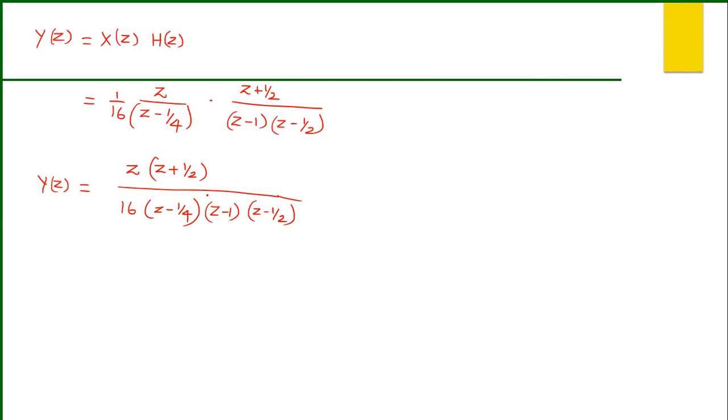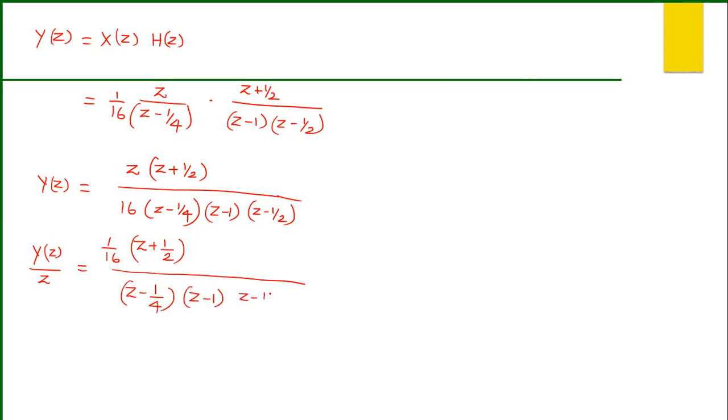Now, whenever you are finding the inverse Z transform, first you need to take z this side. That is what I already told about this method. Y of z by z is equal to 1 by 16 into z plus 1 by 2 divided by z minus 1 by 4 into z minus 1 into z minus 1 by 2, which I can write as A divided by z minus 1 by 4 plus B divided by z minus 1 plus C divided by z minus 1 by 2.